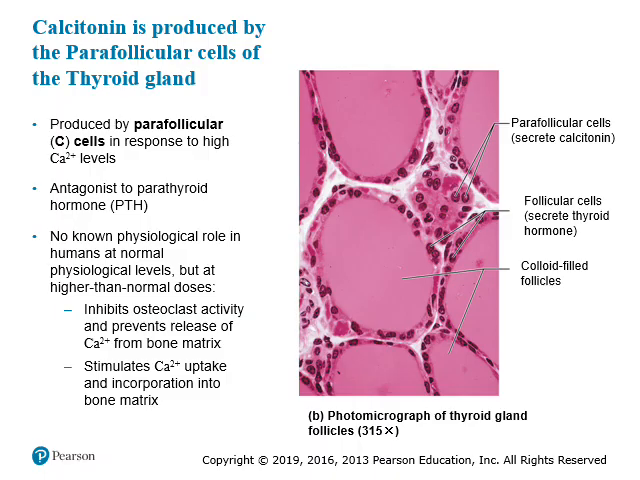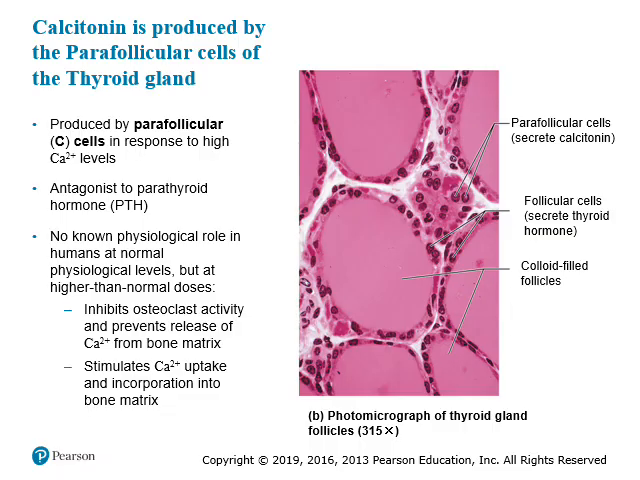Now let's go to the next hormone that is actually produced by the thyroid gland, which is your calcitonin. Calcitonin is produced by the parafollicular cells, the neighboring cells of the follicular cells in the thyroid gland. This is produced by the parafollicular cells in response to high calcium level. This is antagonistic to the parathyroid hormone.